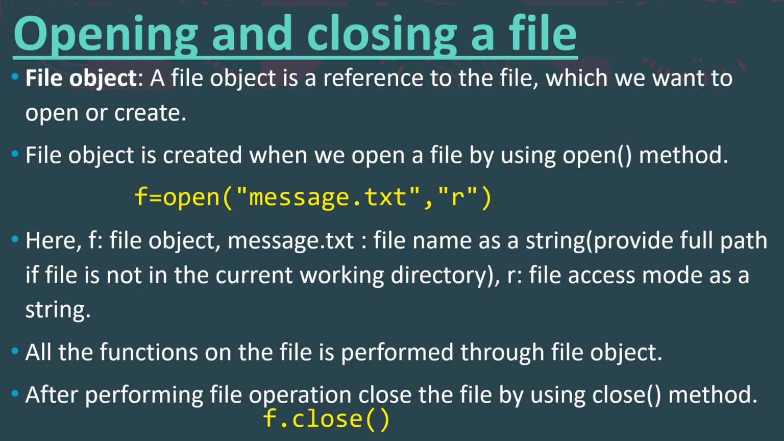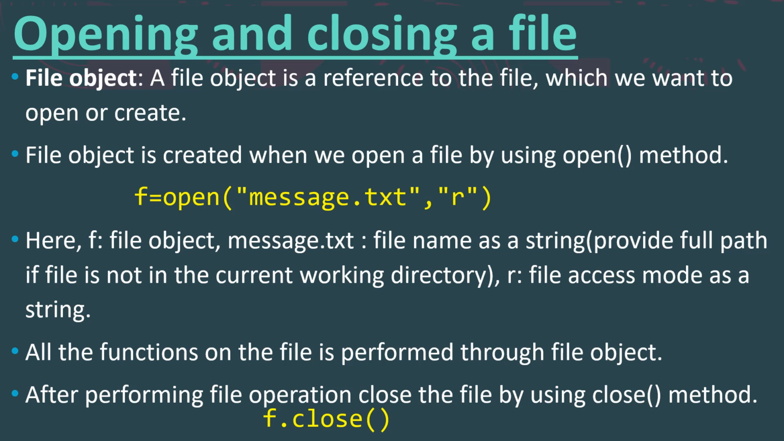You can see here f is equal to open. Within that one file name is given in the form of a string. Then another string, the character r, is given. So here f refers to the file object. File object is created with this open method. And message.txt, as you know, is the name of the file that you have to pass in the form of a string. And also you have to pass the full path of the file name if the file is not present in your current working directory.